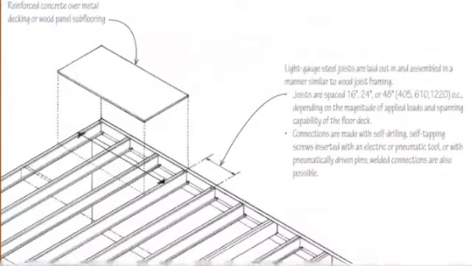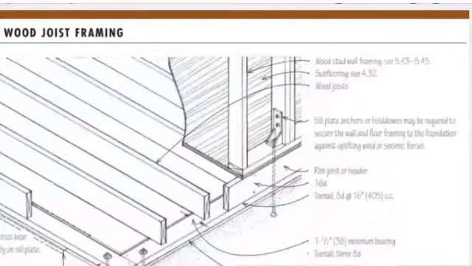Steel joists are laid out and assembled in a manner similar to the wood joist framing. So the joists are spaced usually 16, 24, or 48 inches, depending on the magnitude of the applied loads and spanning capability of the floor depth. Connections are made with self-drilling, self-tapping screws inserted with an electrical tool. As you can see here in the picture, the plates, anchors, or hold-downs may be required to secure the walls and floor framing to the foundation against the uplifting wind forces.